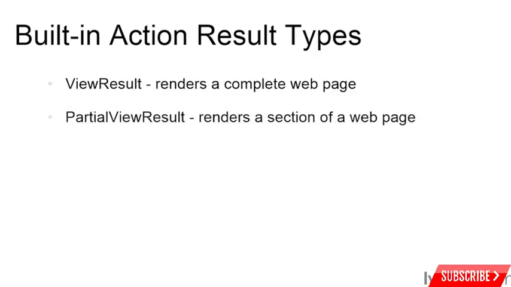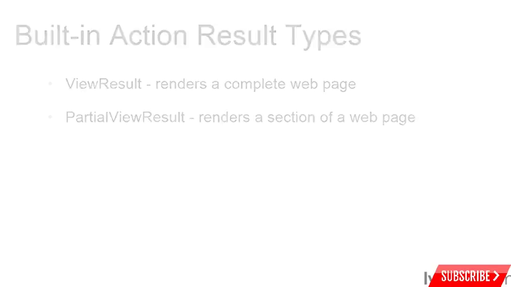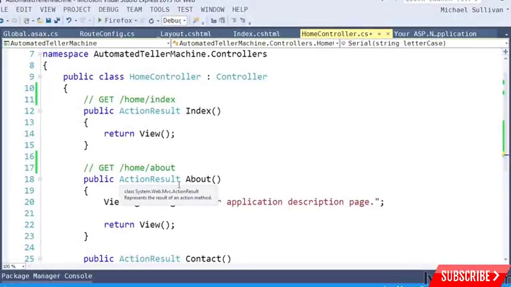There's partial view result, which we can use to return just a section of a web page. This is very useful for retrieving some HTML during an ajax request, for example. Or if we wanted to separate a view from its layout for some reason, maybe to embed it in another view, we can use the partial view method instead of the view method.